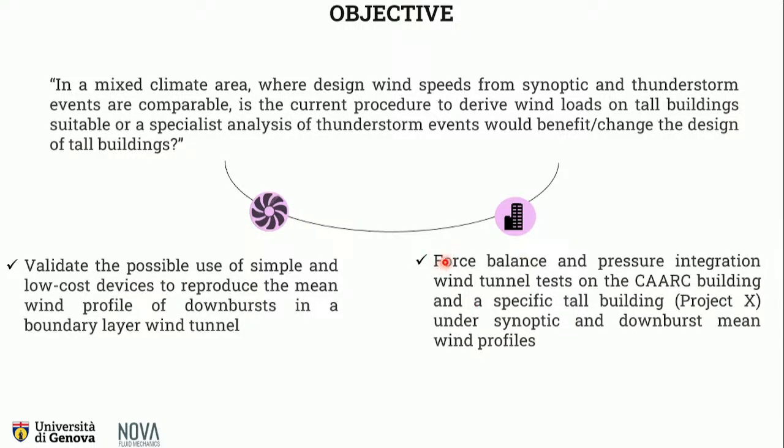And then, during the project, experimental tests in the wind tunnel have been carried out with both nose-shaped and synoptic profiles in order to evaluate pressures and forces on buildings. In particular, two buildings have been tested: the benchmark CAARC building and a real building which is under construction, which was analyzed by Nova Fluid Mechanics. It will be called Project X for confidentiality.